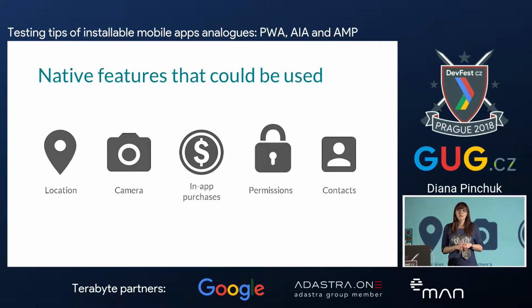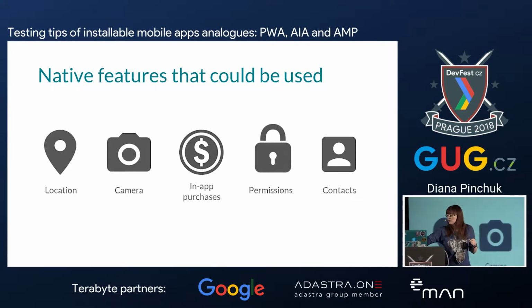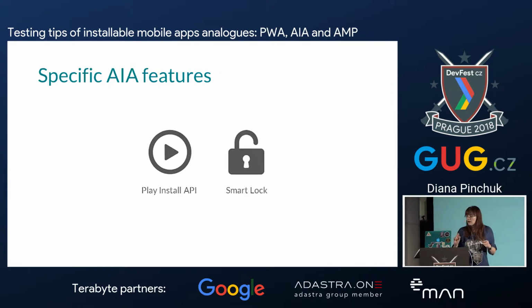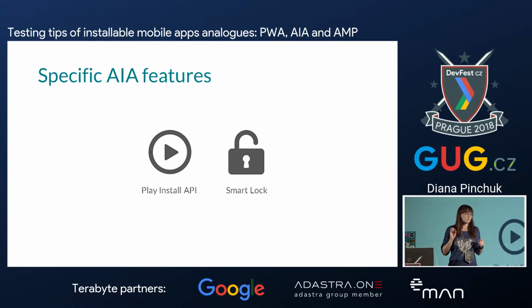Android instant apps have access to different native features like location, payment API, camera, contacts, and permissions. Unfortunately, they don't have permission to work with push notifications, background services, external storage, and changing device settings like changing wallpapers. And they have specific features like the Play Install API, which allows the user to keep a smooth experience between the instant application and the installable application.